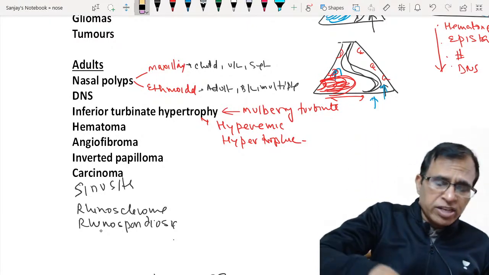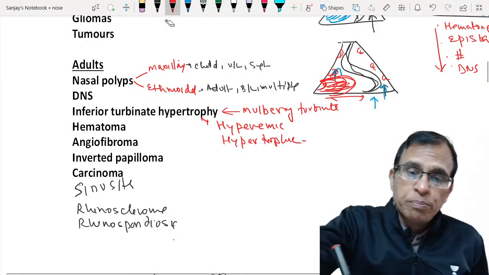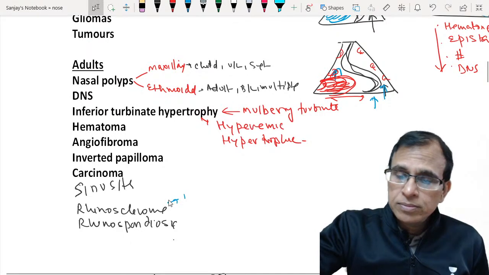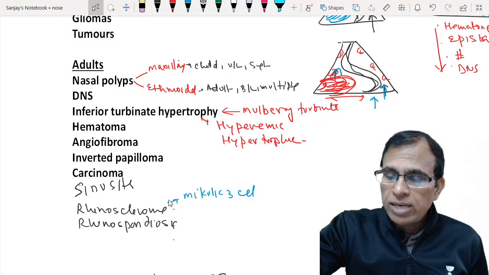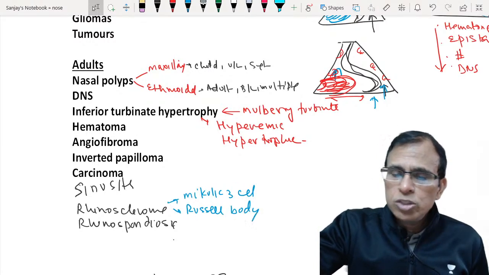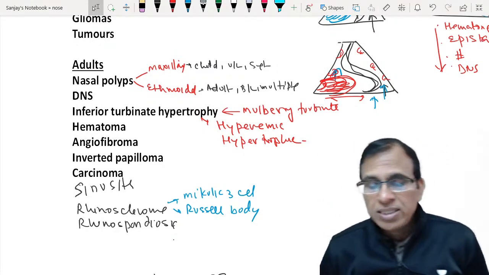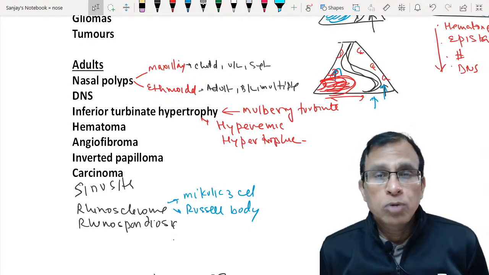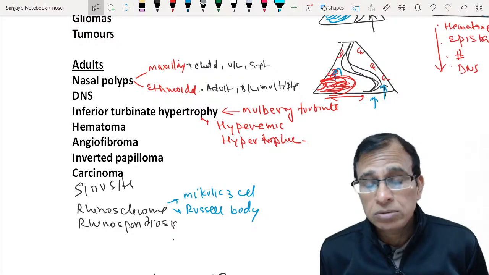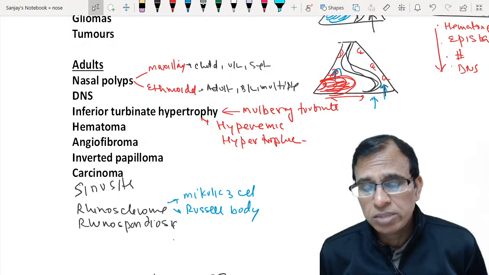Everybody knows two very popular cells, which are very commonly asked in the exam also. One is described as Mikulicz cell, and one is Russell body, isn't it? So when you see these two types of cells, Mikulicz cell, Russell body, straight away you know that it is rhinoscleroma. And at this stage, when it is granuloma, it has one more name. It's called woody nose. The feel is woody hard. And in the sclerotic stage, it is called Hebra nose, woody nose. These are the terms we use.